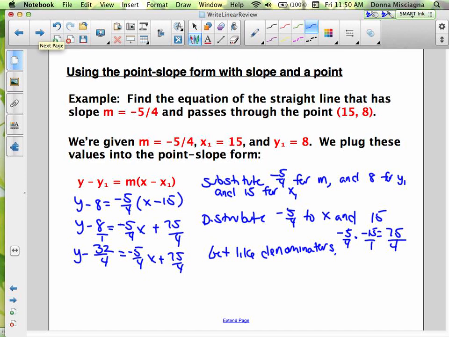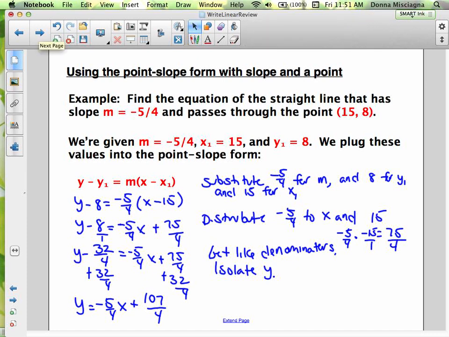And now we'll just solve for y. All right, so we're going to add 32/4 to both sides. So our equation is going to be y equals -5/4 x plus 107/4. And there we go. There's our equation in slope-intercept form. So you see it's a lot easier to write them in point-slope, but if we need to change it to slope-intercept, we can. Let's do a couple more.